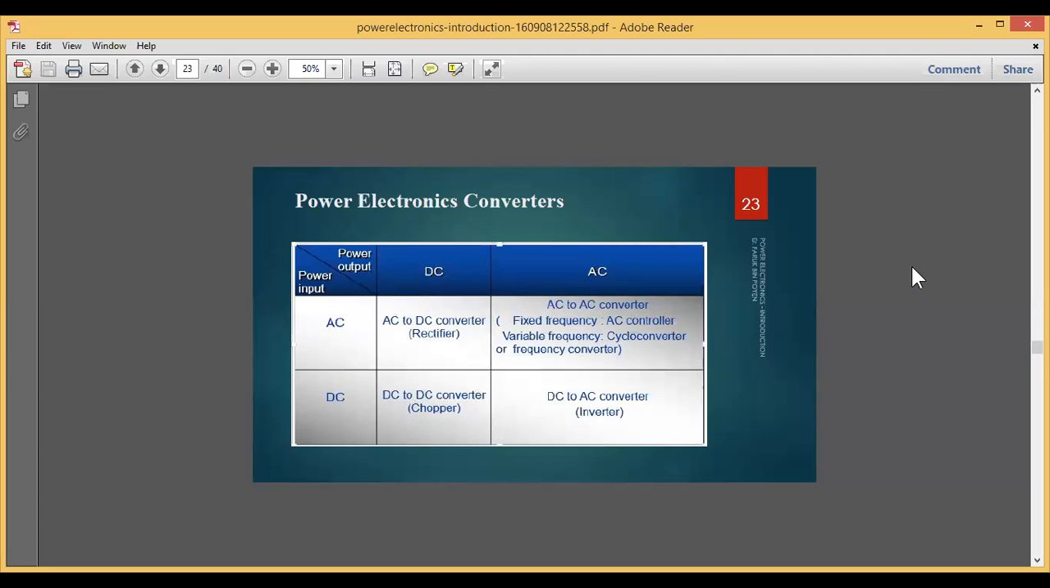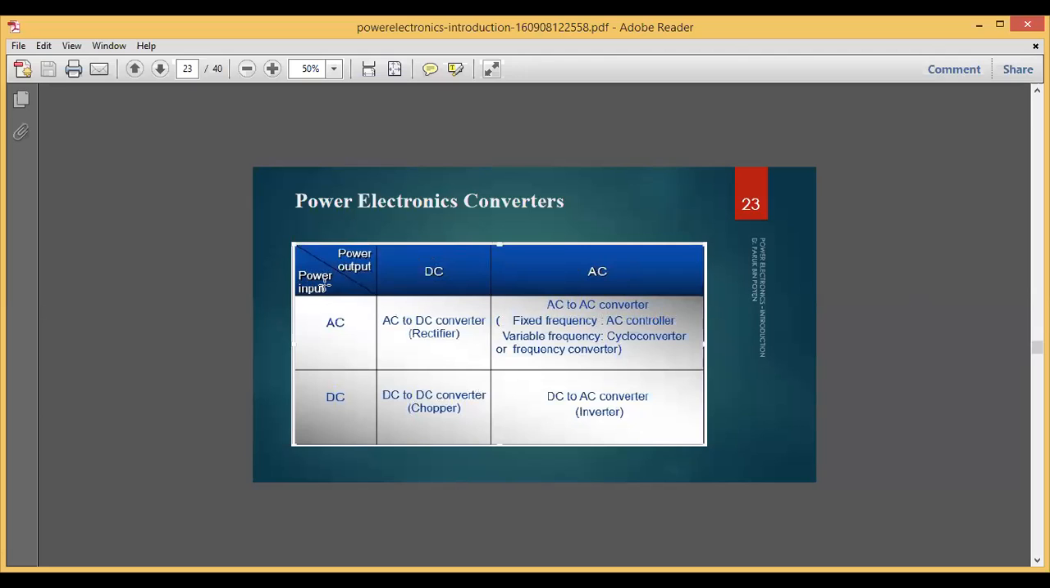Basically, there are two currents that we see in the field of electronics. The first is AC and the second is DC. DC is nothing but direct current and AC is nothing but alternating current. Now we have two other parameters here: one is the input power and the other is the output power.